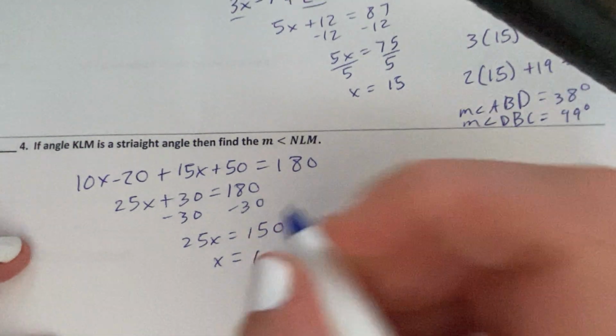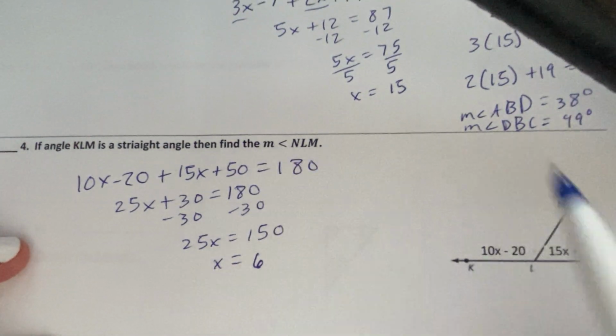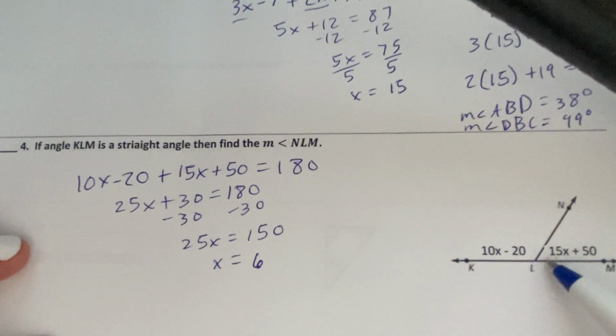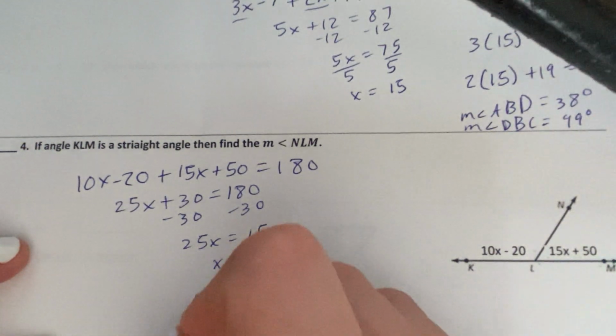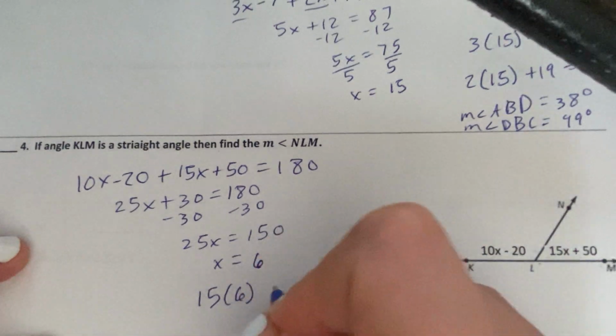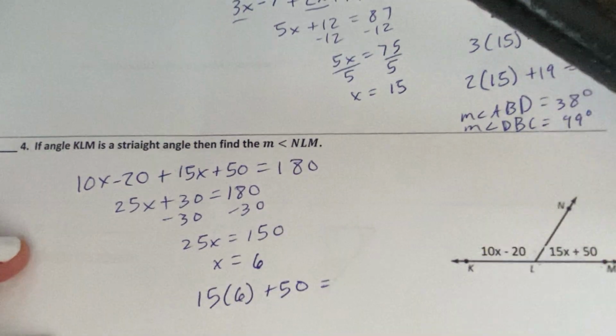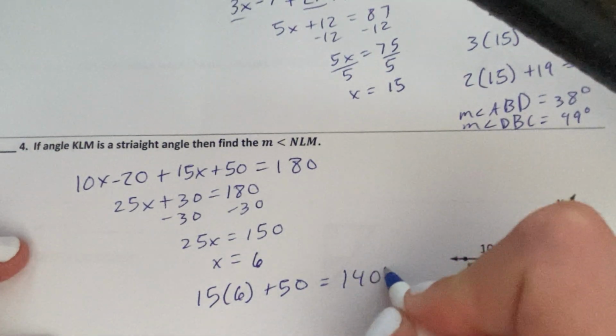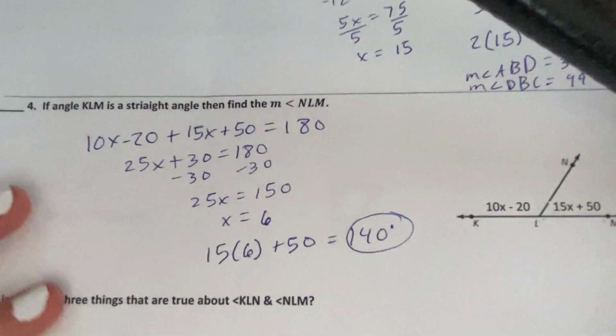6. So I'm going to plug this back in to find the measure of angle LM. So I have to do 15 times 6 plus 50. And so that will give me 140. All right.